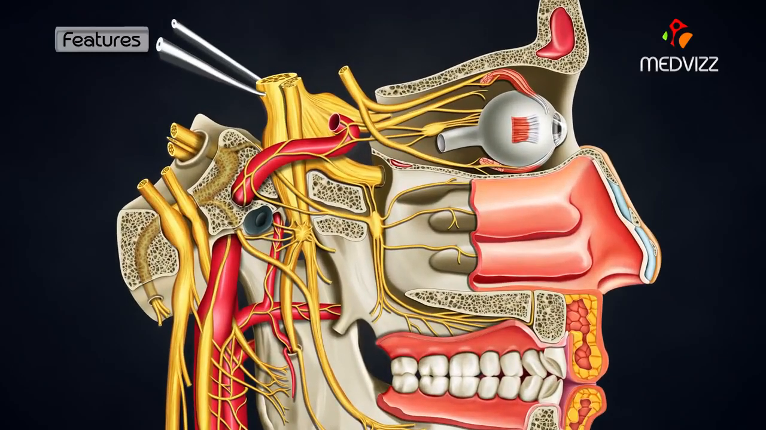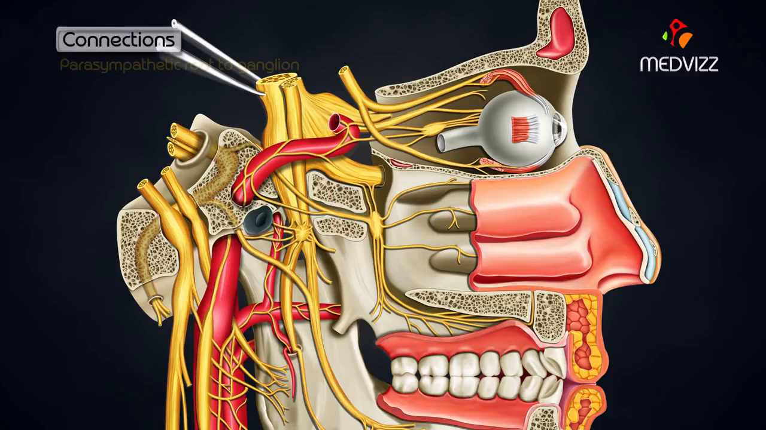Topographically, it is related to the maxillary nerve, but functionally, it is connected to the facial nerve through its greater petrosal branch. The flattened ganglion lies in the pterygopalatine fossa just below the maxillary nerve, in front of the pterygoid canal.